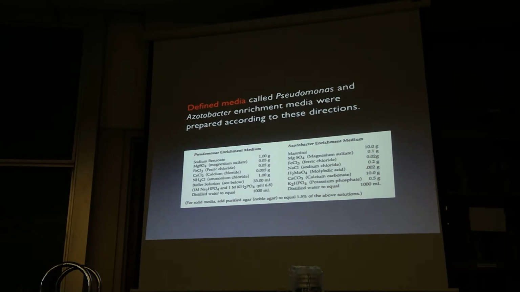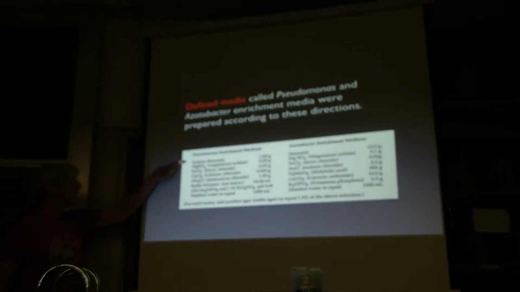The plates that you picked up tonight are labeled PEM or AEM. PEM is Pseudomonas enrichment medium. Pseudomonas enrichment is on the left. AEM is Azotobacter enrichment. That's what was in the broth. The broth had no agar, so it's just liquid. It's the same material that's in the plates. The only difference between the plates and the broth is that the plates have agar in them. It's a solidifying agent.